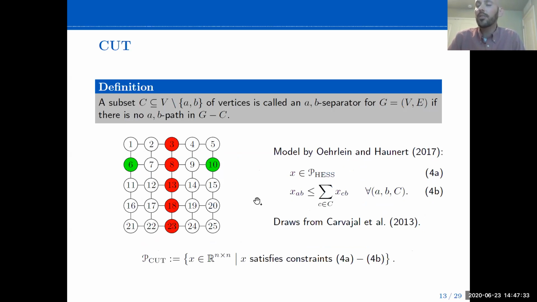And the way you would use this in the formulation is you would say, if you want to assign node 6 to node 10, and you want this district to be contiguous, you're going to also have to assign one of these red nodes to that same district. And so that leads naturally to this constraint saying, if 6 is assigned to 10, then at least one of these red nodes from this set C should also be assigned to this node 10. Okay. And I'll denote by P sub cut its LP feasible region.